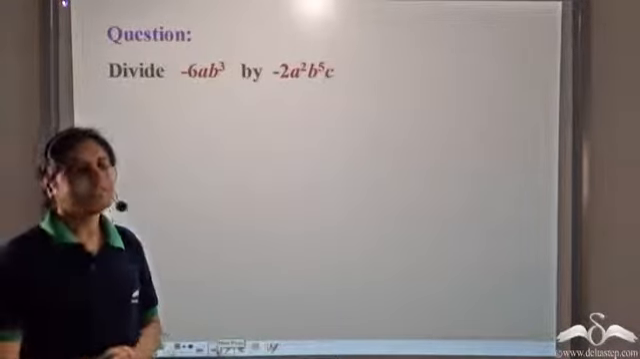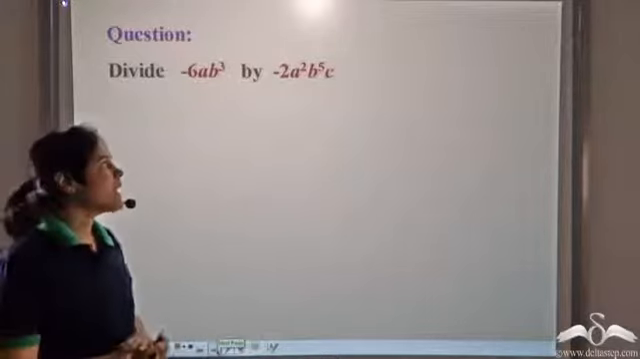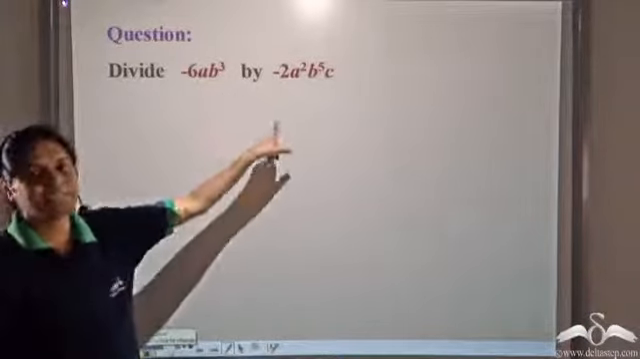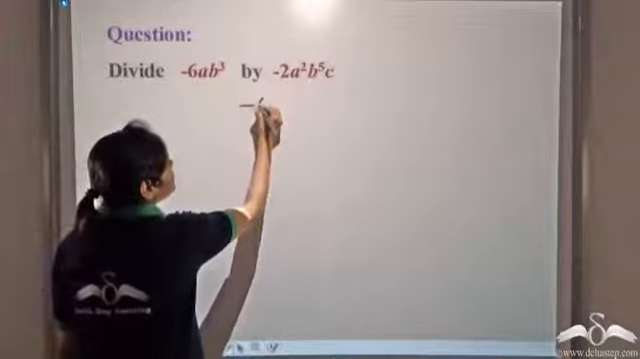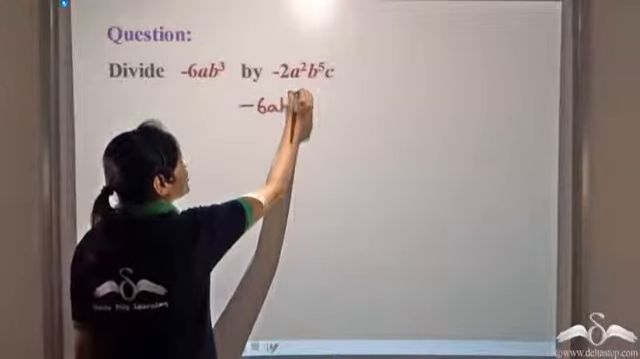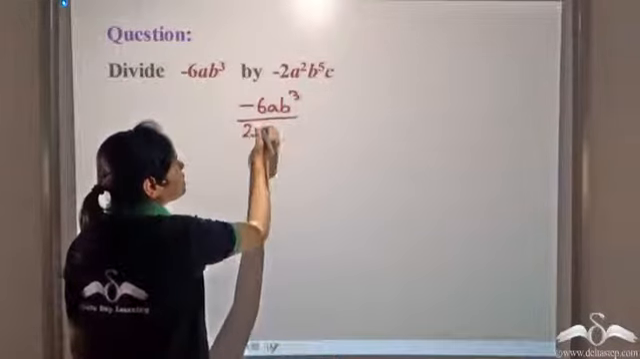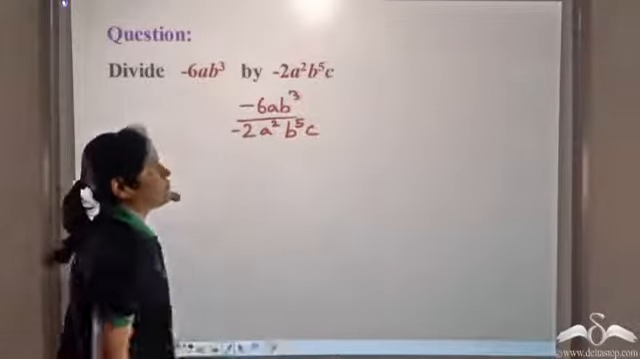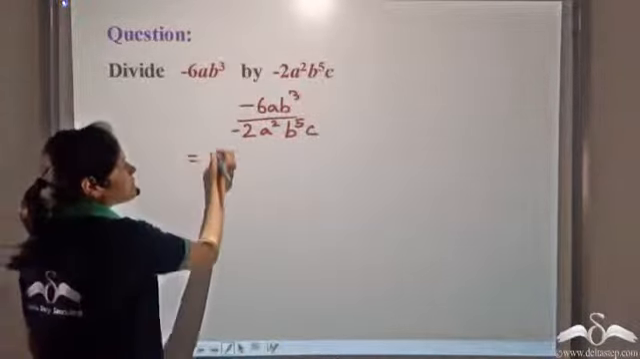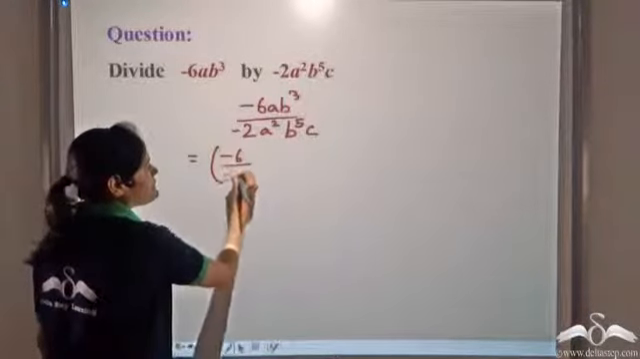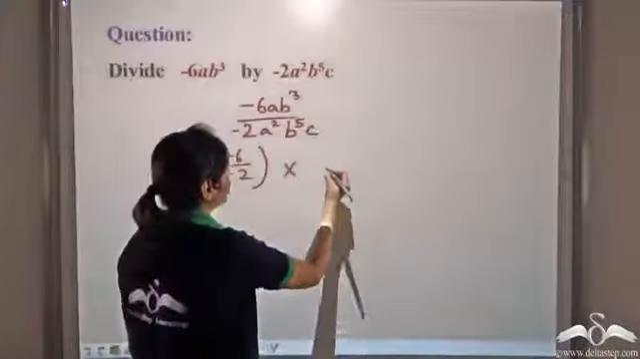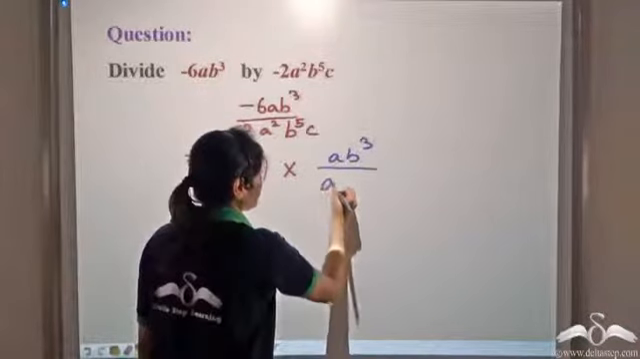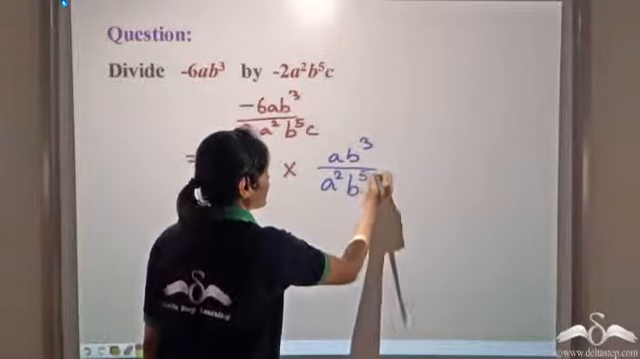Now solve a question. Divide negative 6ab cube by negative 2a square b to the power 5c. So we need to divide these two. Negative 6ab cube divided by negative 2a square b to the power 5c. So what are the numeric parts? Negative 6 by negative 2 into, consider the algebraic part, ab cube divided by a square b to the power 5c.